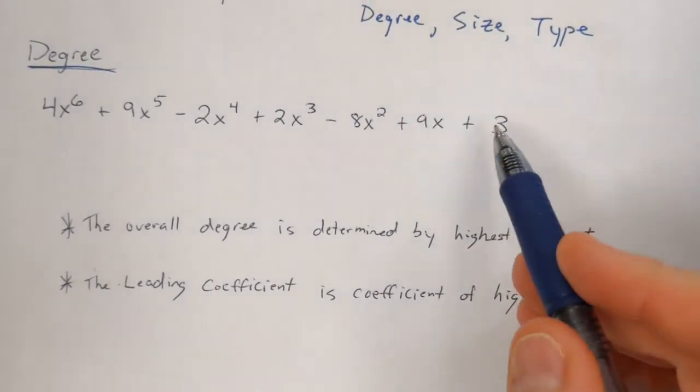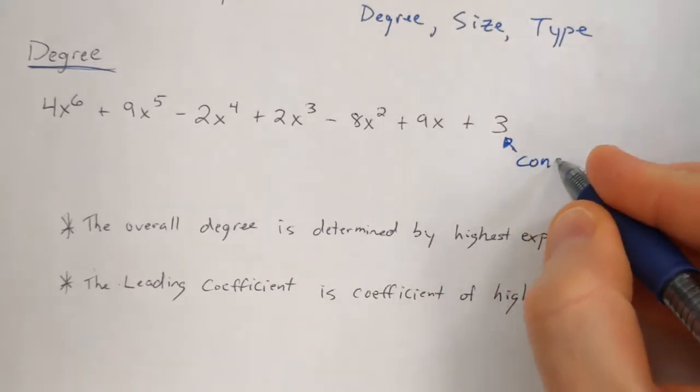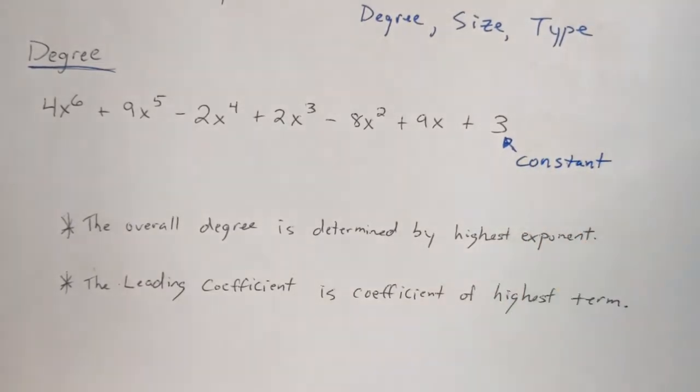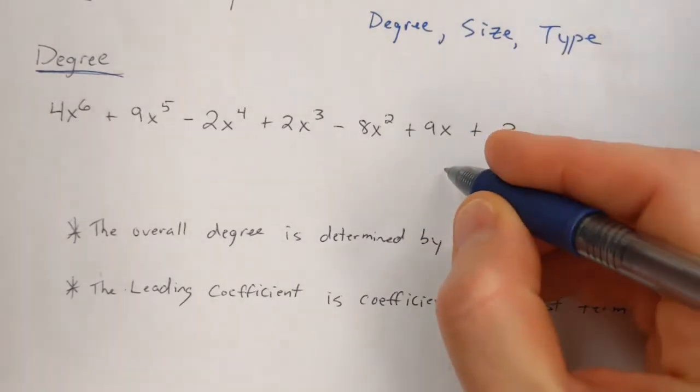This term here at the very end that doesn't have a variable at all, it's just the number 3. We've already learned this is called a constant term. Constant because if something doesn't have a variable, that means it's never going to change. It's always going to be the same. This will always be a 3 regardless of what x is equal to.